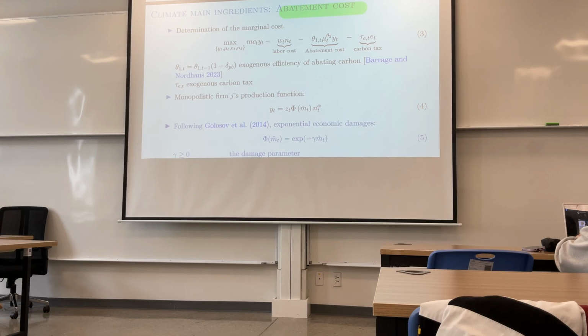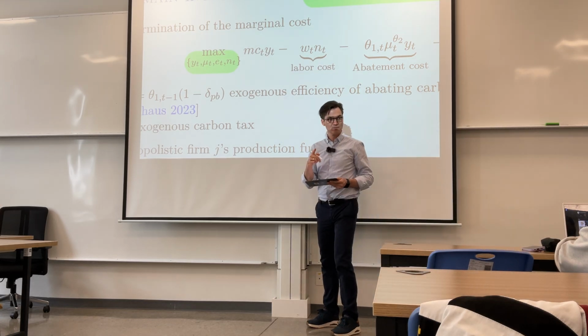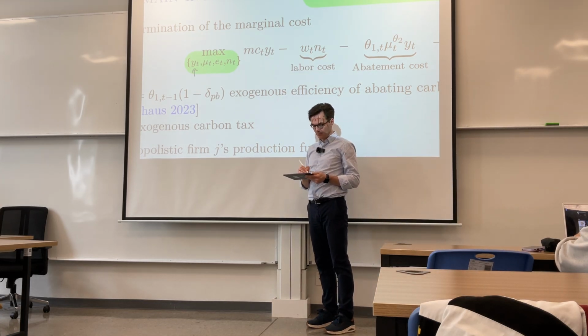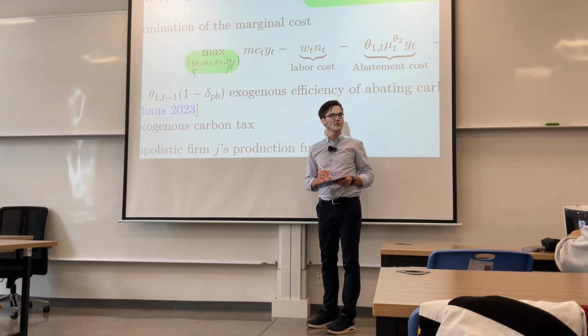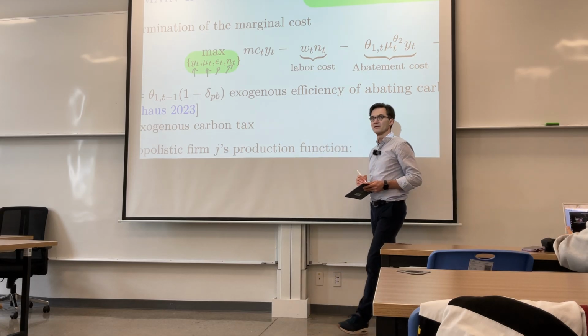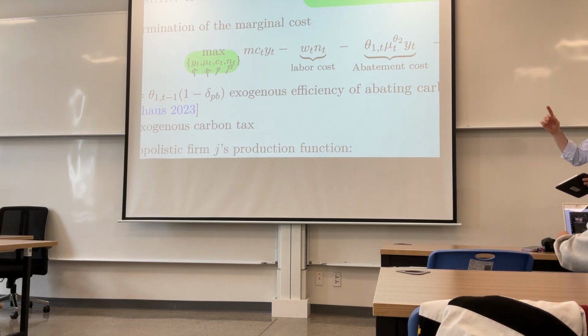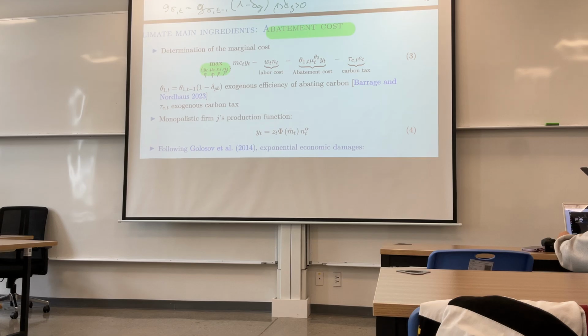So firms choose, the firm manager implicitly chooses four things. In the first stage, the firm manager chooses how much to produce and how much labor to use, and then implicitly it chooses how much to emit or how much to abate. Those are the choice variables that the firm has, and the firm manager chooses these things optimally to maximize profits.